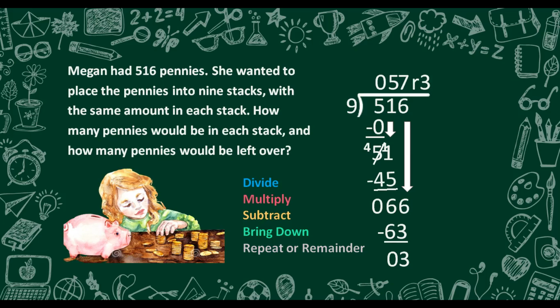Seeing that there are no more numbers to carry down, our quotient is 57 and our remainder is 3. So what does this mean? She would have 57 pennies in each stack with 3 pennies left over.